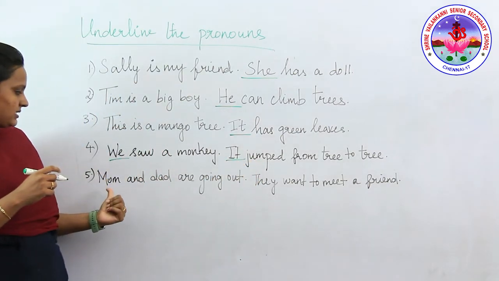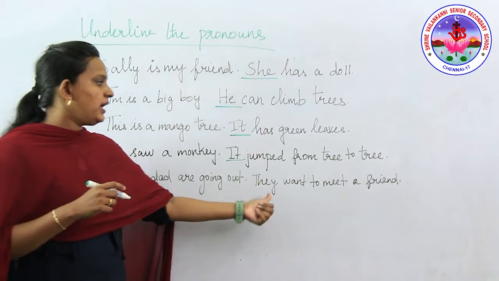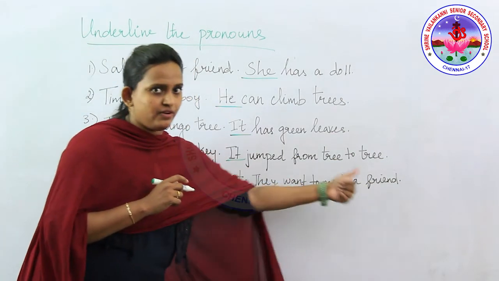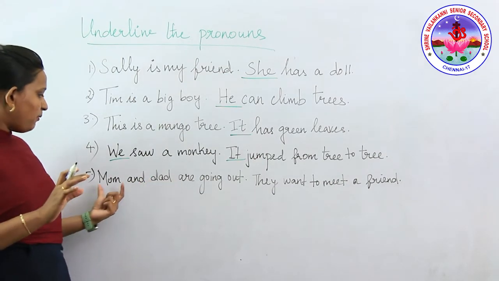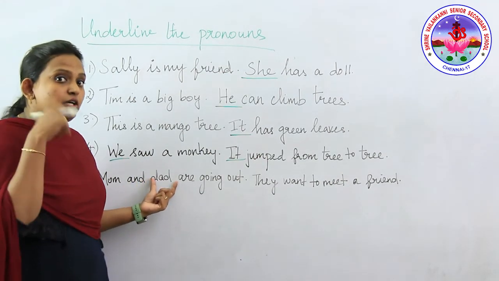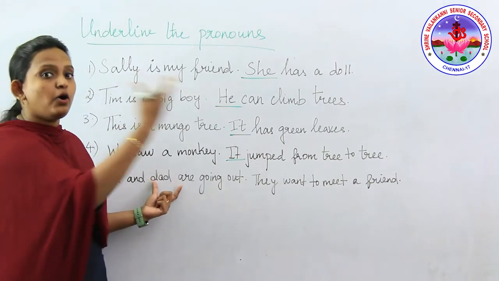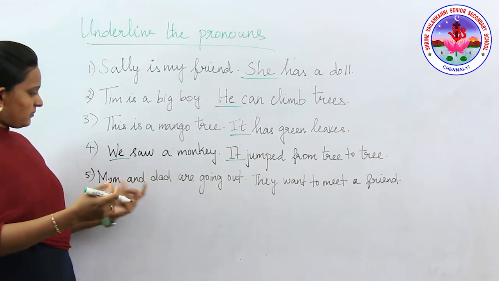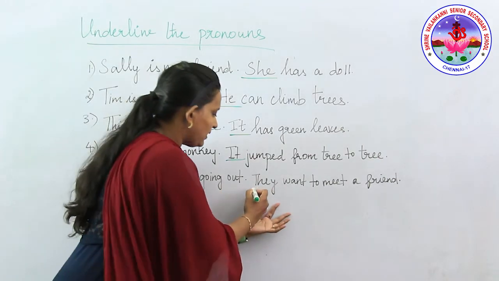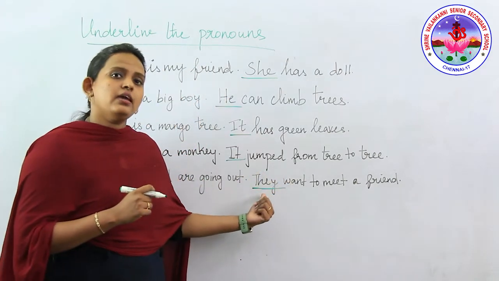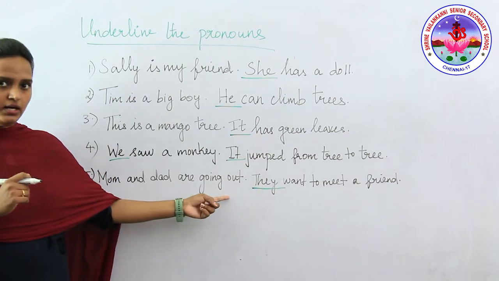And the last sentence, mom and dad are going out. They want to meet a friend. So which means that mom and dad, clearly it is mentioned, the first person, you, are not included in that sentence, isn't it? You're talking about your mom and dad. So it is more than one person, and therefore we use the word they. So here they is the pronoun. So in this sentence, I have underlined the word they.